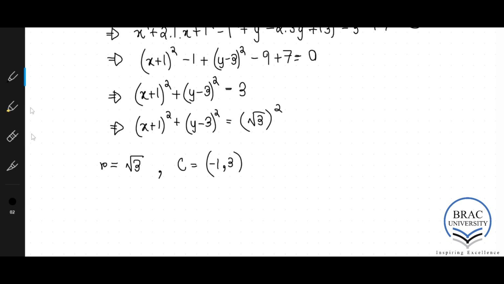So we would just have to do a quick sketch of that. If we plot down our axis, at minus 1 here and 3 here, we would have a circle with that radius, square root of 3. Now this is probably not drawn to scale, but I hope you get the idea.